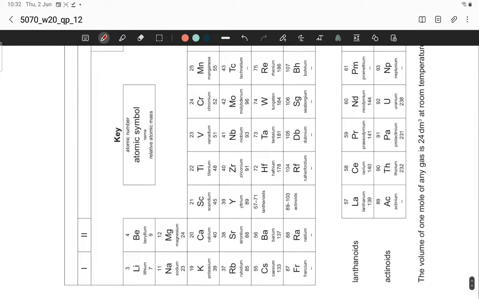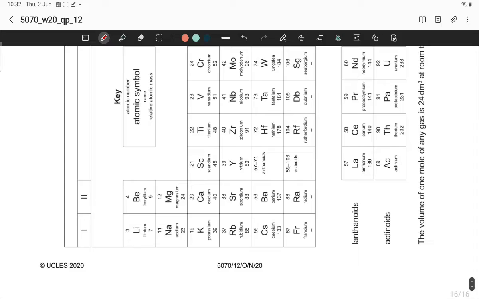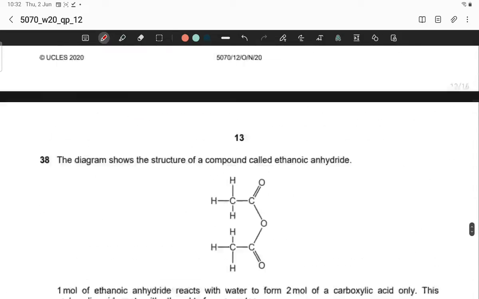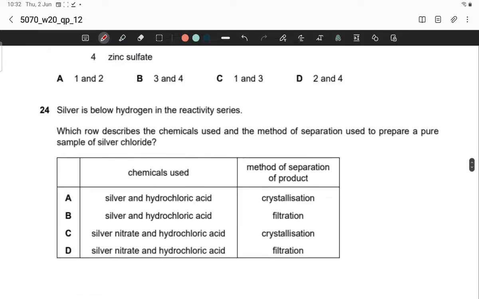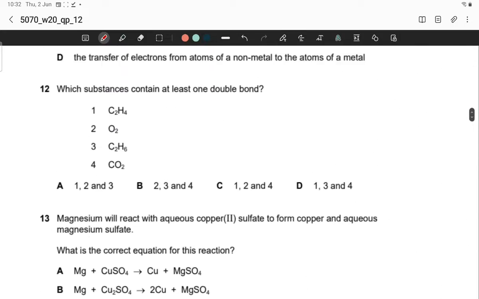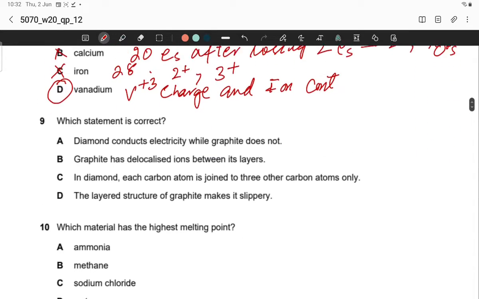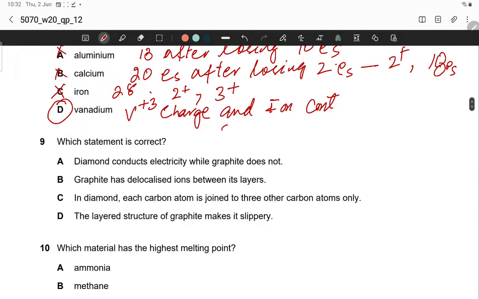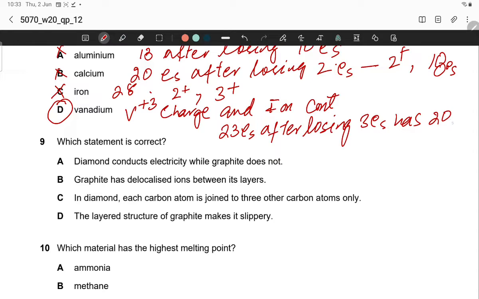Vanadium has 23 electrons. Vanadium has total 23 electrons. After losing 3 electrons, it has 20 electrons. So the ion has 20 electrons. So vanadium is the correct option.